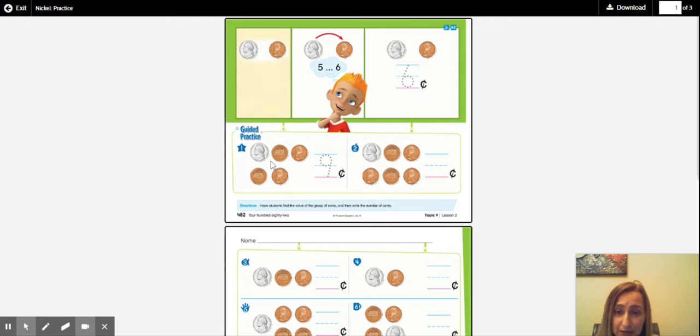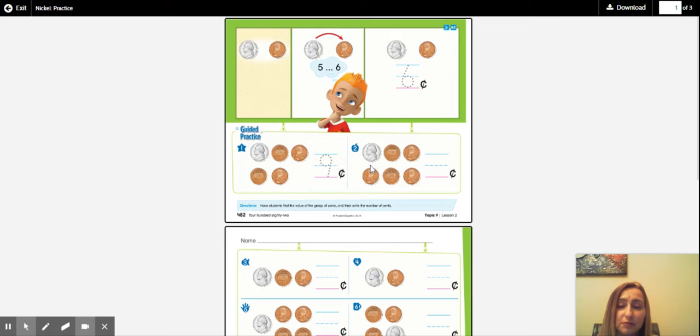Let's look at another example here. Here's another nickel, and you know that one is worth 5. And each of these pennies is worth 1 cent. So we're going to start counting by 5, 6, 7, 8, and 9. So this group of coins has a value of 9 cents.